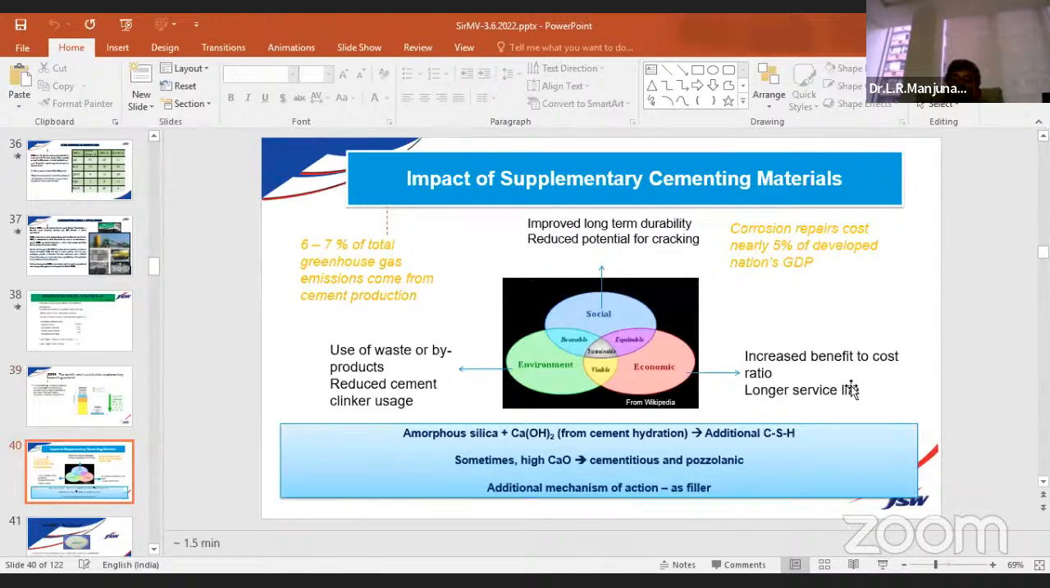So the impact of supplemented cementitious material, it helps in social, economic, and environmental aspects. The reason behind the triple bottom line of sustainability is addressing the requirement of social, the product should be giving social benefit to help the larger population, and at the same time, reduction in the cost, economic benefit, and environmental reduction in the carbon footprint. We are looking at the triple bottom line in the sustainability cycle. All these are achieved by using this product.